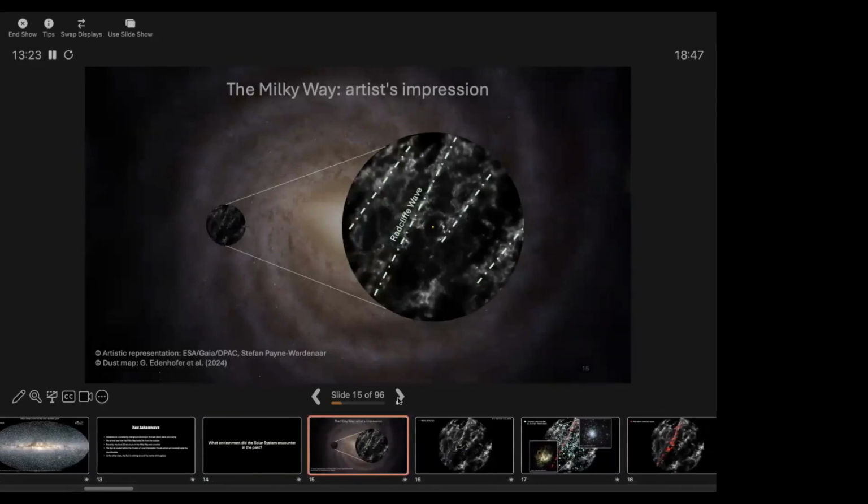So first of all, I want to go back to this picture that I showed you before. This is the local structure of the galaxy that is surrounding us. The sun is sitting at the center, and we see these structures. We know that the sun is moving through the galaxy. So the question that we can ask ourselves is, did the sun interact with any of these structures?